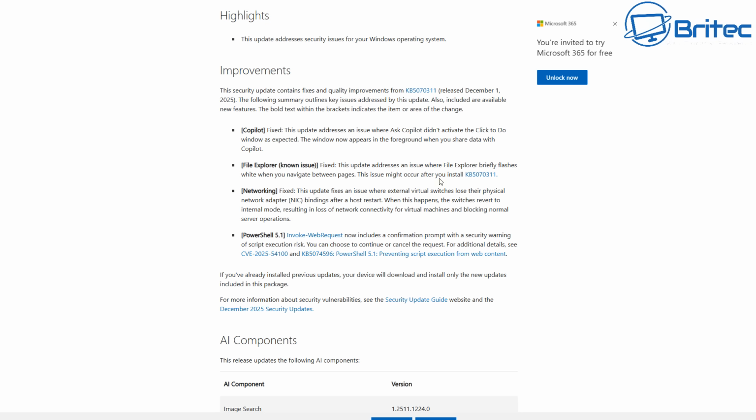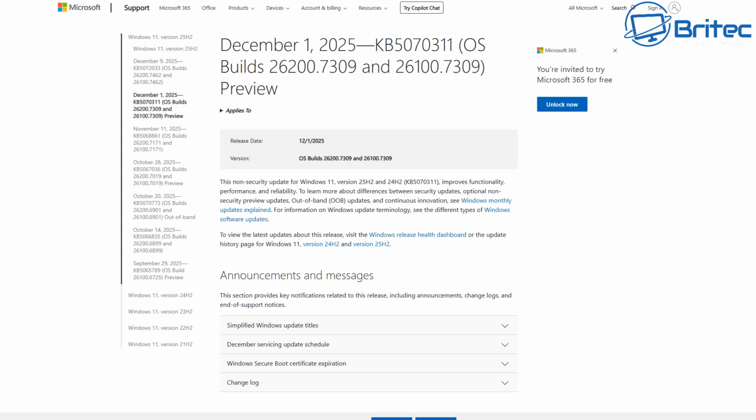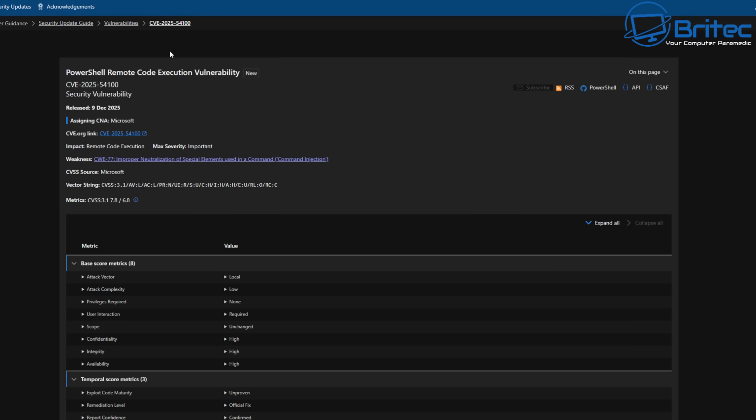File Explorer, known issue. Fix: the update addresses the issue where File Explorer is flashing white and it was causing issues. And there was also freezing and other problems that they've probably fixed, which someone else on my Discord server has actually said is now fixed. But they never mentioned anything like that. But this is all to do with the patches that they have released for their operating system that is patching vulnerabilities. So what is the solution for Microsoft?